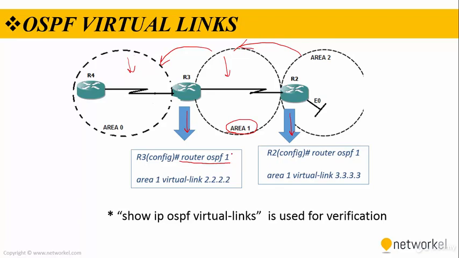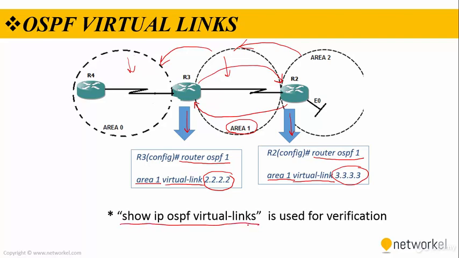We type router ospf and the process number, and we define area 1, this area, which is directly connected to area 0, on both routers. Then we type virtual-link and the router ID of the neighbor router. For router 3, we are typing the router ID of router 2, and for router 2, we are typing the router ID of router 3. And if you want to verify the virtual links, we can use the show ip ospf virtual-links command.